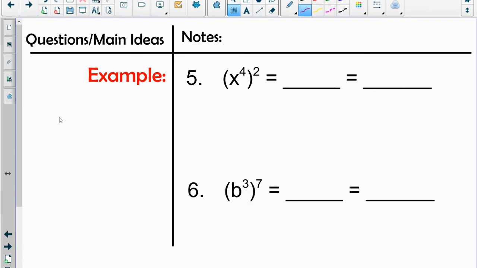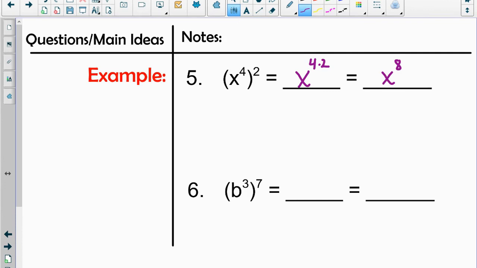So let's look at a few examples to practice this. Number 5, we have x to the 4th power squared. Well, let's see. I've got two exponents right next to each other. So I know that I can just multiply my two exponents. And this becomes x to the 8th power.